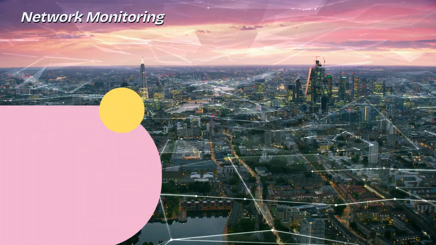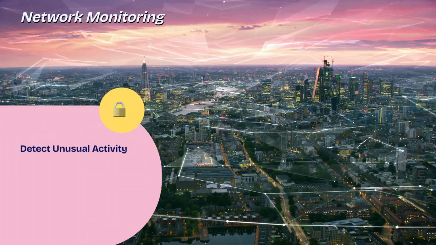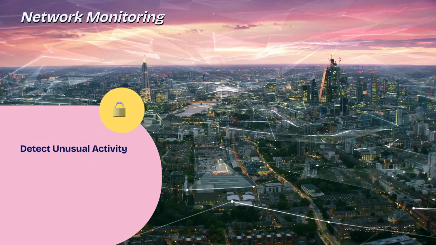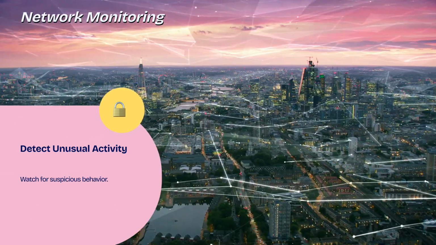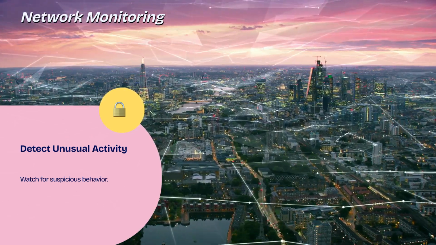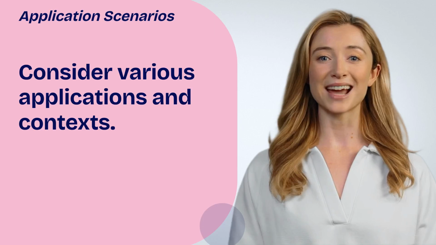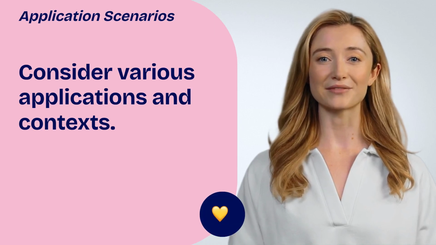Monitoring. Constant surveillance of network activity can help detect when someone tries to move through the wrong tier or when unusual traffic patterns suggest an attack. It's like having CCTV in the mall to watch for suspicious behavior. Now let's think about how this can be applied in different scenarios.